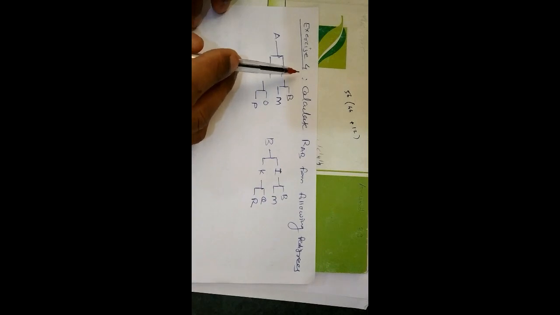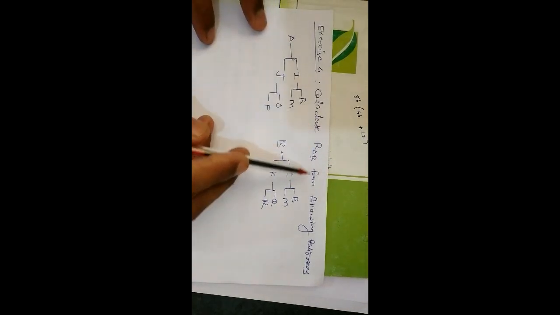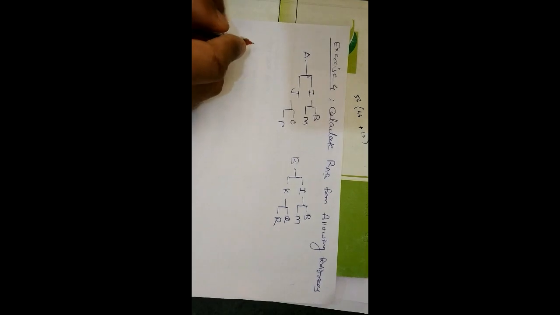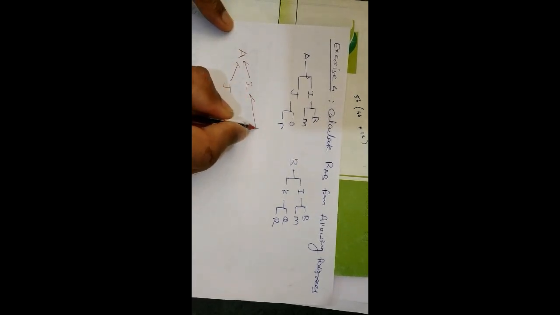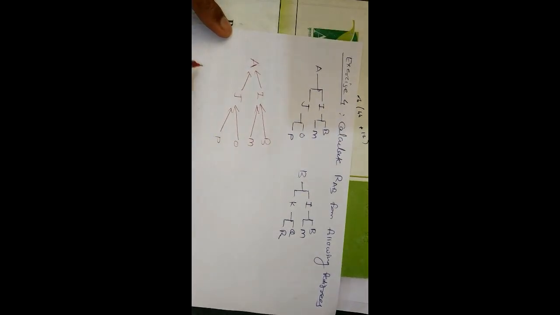Okay, so here is another exercise you can try yourself. Calculate the RAB from the following pedigree. This is the pedigree. Okay, so let us start how to calculate. First, draw the arrow diagram. So simply I draw this arrow diagram. Here it is B, here it is M, O, P.